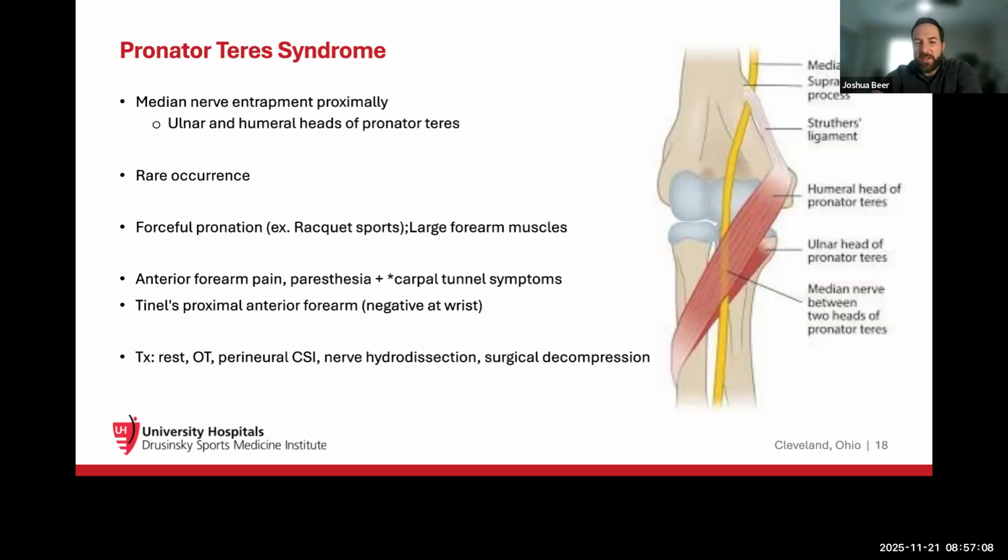What they're going to complain of is like carpal tunnel syndrome, but more proximally. So anterior forearm pain, paresthesias that radiate throughout the forearm into the wrist. The Tinel sign may be present more proximally, but then it should be negative at the wrist. Treatment is going to be rest. You could do a perineural injection, and then eventually surgical decompression for recalcitrant cases.